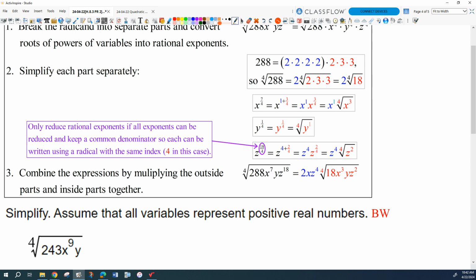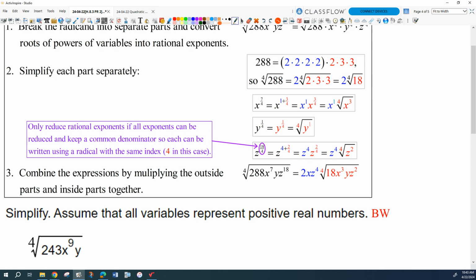So the quadruple, we have 4 2's, right? So the quadruple 2 gives us a 2 outside, just a single 2, right? You get 1 2 for a quadruple. And then inside, we're stuck with a single 2 and a couple 3. So that gives us 2 times 3 times 3 is 18. So the number part's no big deal. We get a 2 outside and 18 inside.